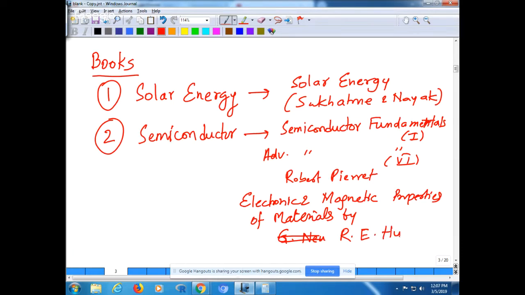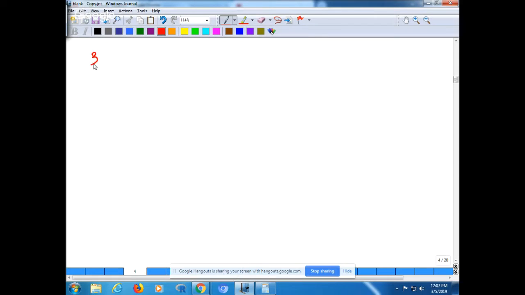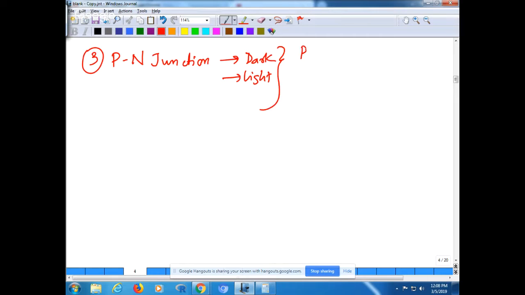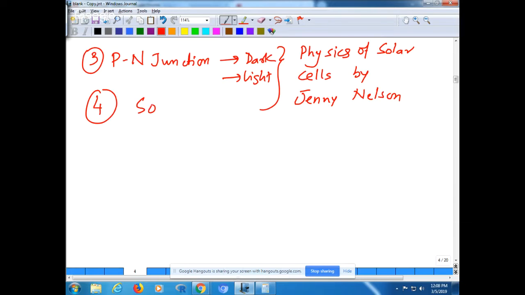R.E. Hummel. So this is also another good book. Then we come to PN Junction, in dark and in light. For this, I would suggest you read Physics of Solar Cells by Jenny Nelson. This is a very good book. So this will cover PN junction as well as solar PV technology.